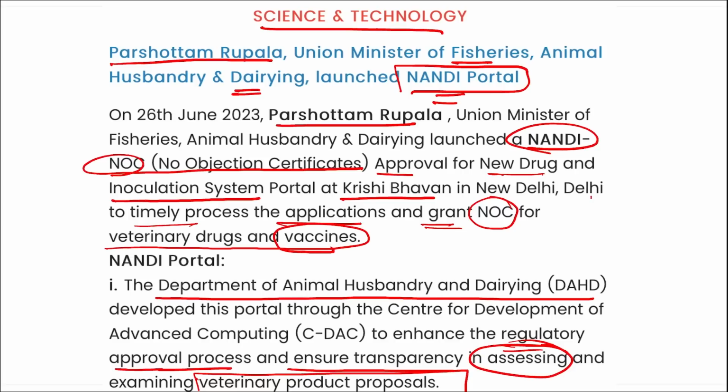Correct? The initiative is a significant step towards advancing the Government of India's Digital India and promoting the well-being of livestock and the livestock industry by creating awareness among livestock rearers and improving logistic facilities. Correct? And this NANDI portal has been developed by DAHD, that is the Department of Animal Husbandry and Dairy. Right?